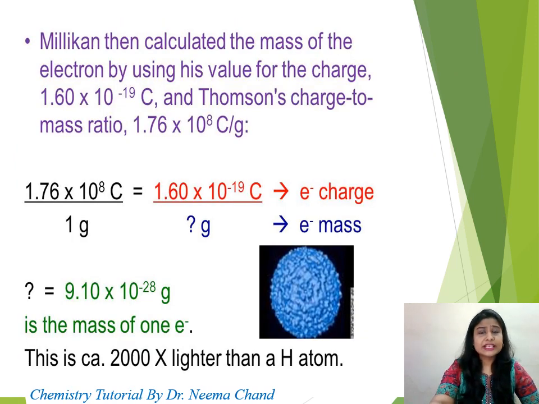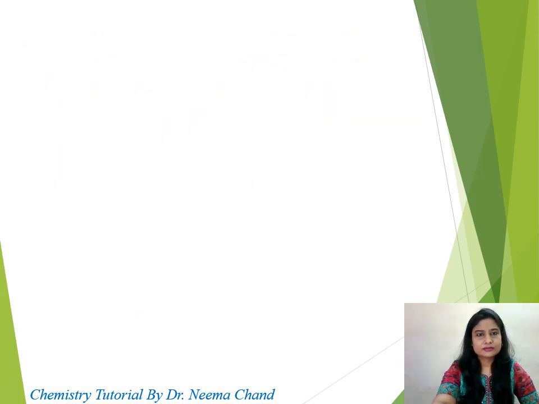Along with that, he used these values to also calculate the mass of the electron, which came to around 9.10 into 10 to the power minus 28 grams. Now, it was a known fact that atom is a neutral species. So after the discovery of electron, scientists started working towards finding its positive counterpart.